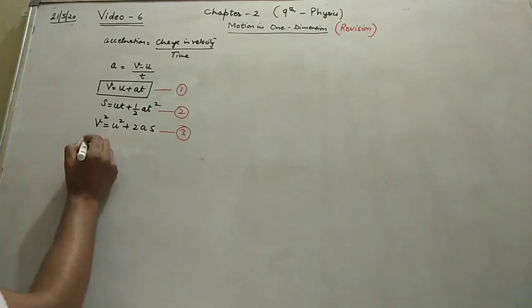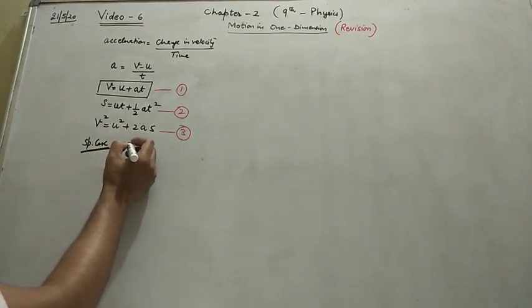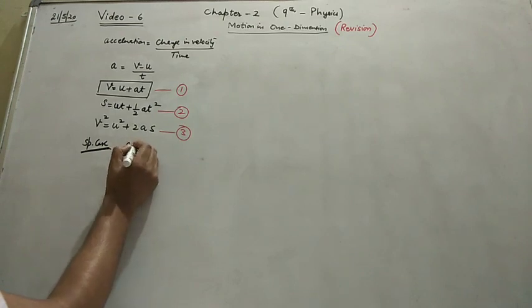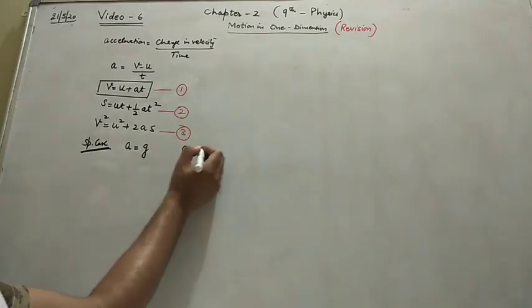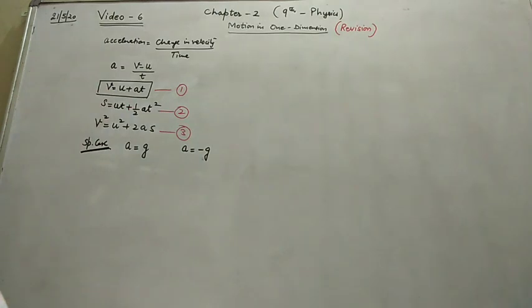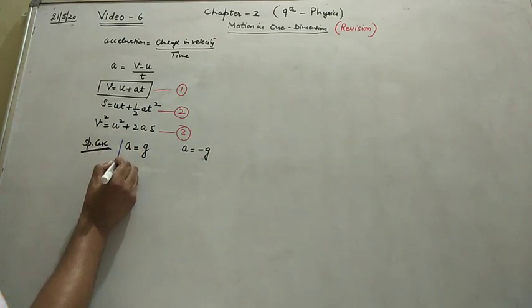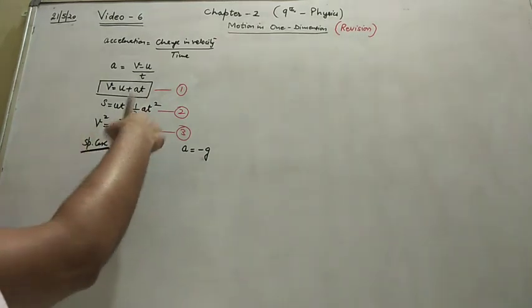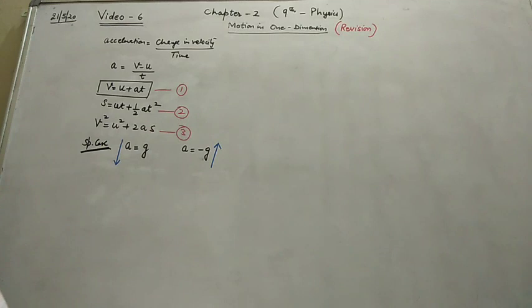Now, when the body falls freely under the effect of gravity, in that case acceleration we can replace with plus g, and when the body is moving against gravity, in that case acceleration will be replaced with minus g. It is for the free fall under the effect of gravity, coming towards the earth, the ground, and it is for vertically upward motion when the body is moving against gravity.